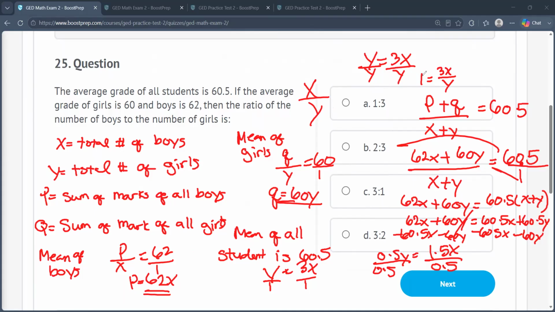3x over y. And then what I'm going to do is get rid of this 3 by multiplying both sides by 1/3. So this is going to be 1/3 equals x over y. So now that is a ratio of 1 to 3. Okay, so that is letter A. So there was a lot of work for this one. So yeah, if you need a little bit of rewind, go ahead and rewind the video. But yeah, I got letter A.